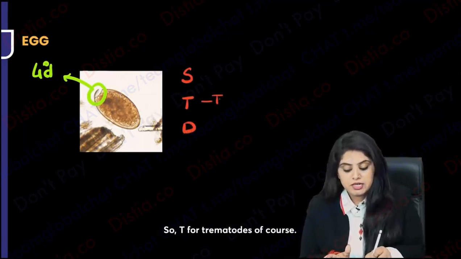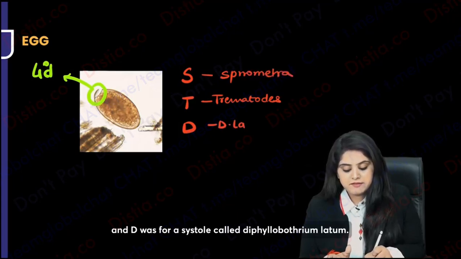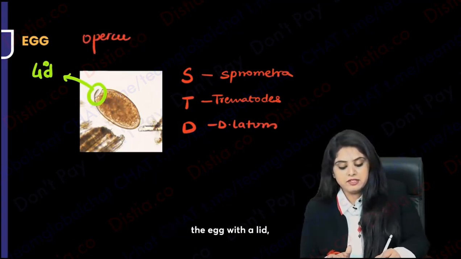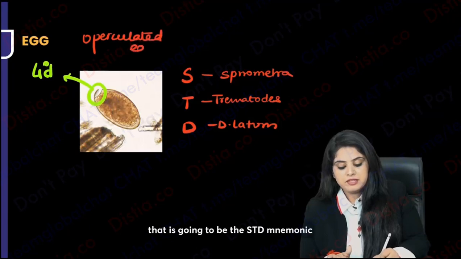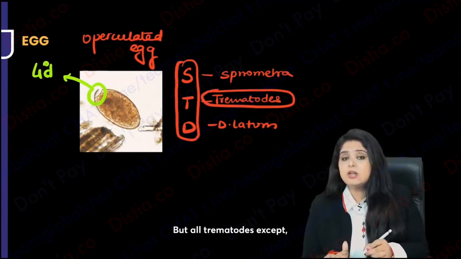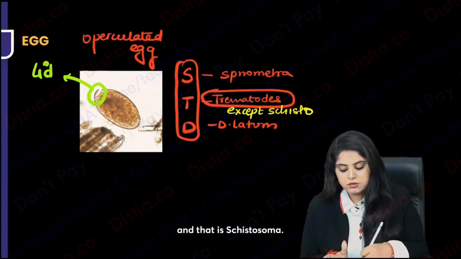So T for trematodes, of course. What were the other ones? S was for which cestode? S was for Spirometra, and D was for a cestode called Diphyllobothrium latum. So the operculated egg, the egg with a lid, is going to be the STD mnemonic that we had studied. So all trematodes follow this, except, now there's one trematode which always has to be the exception, and that is Schistosoma.